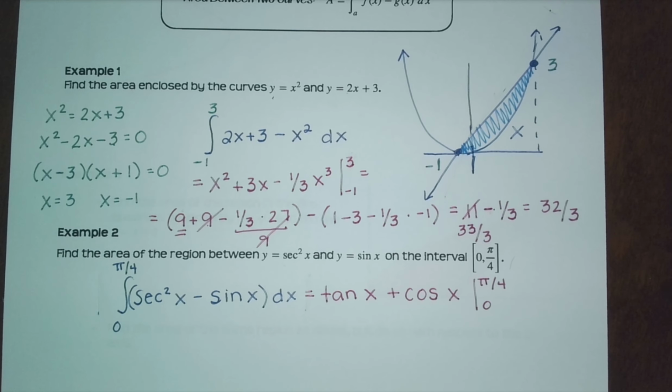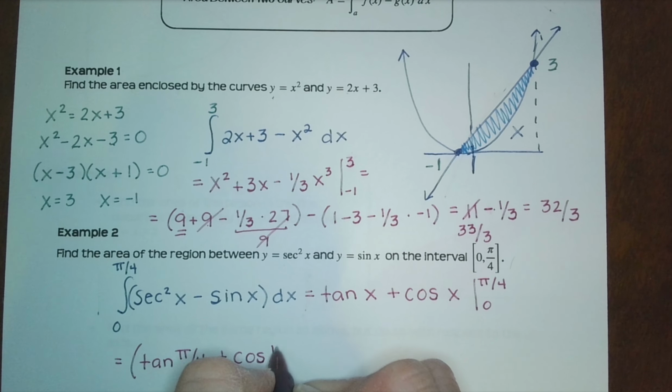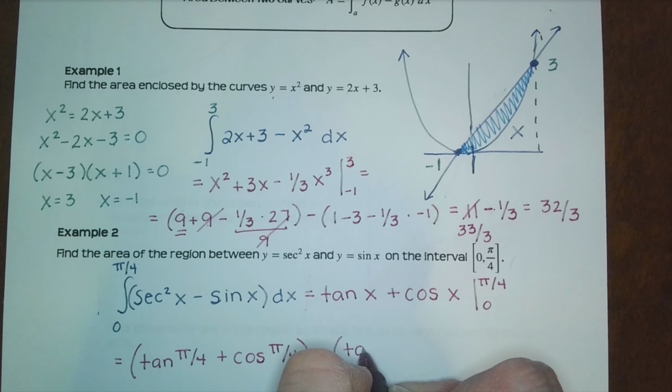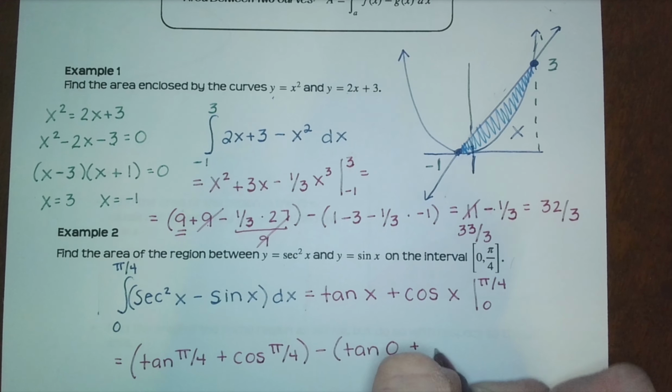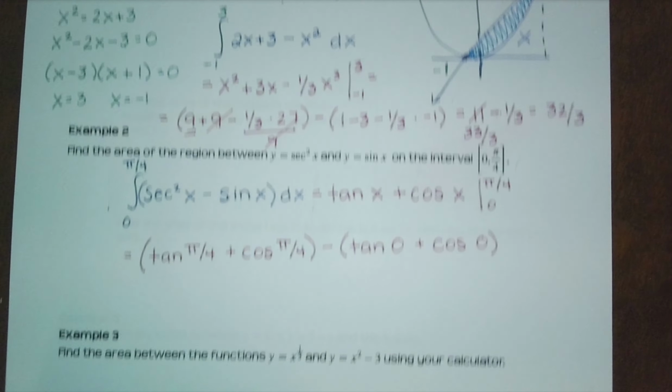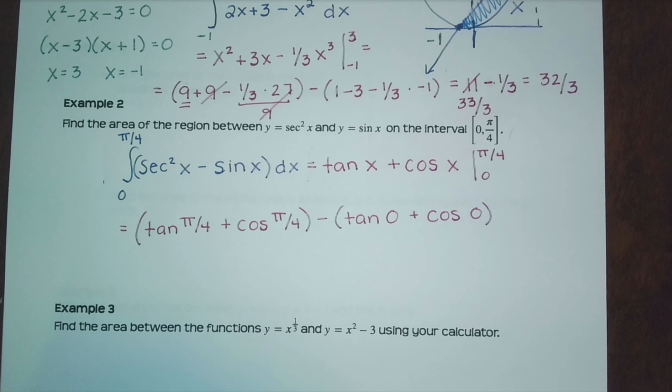Okay. And so now what I'm doing is tangent of pi over 4 plus cosine of pi over 4 minus tangent of 0 plus cosine of 0. Okay, bust out your unit circles here. I would recommend you pause the video and see if you can do this one on your own. Okay, because this is definitely trig that should be within your grasp.